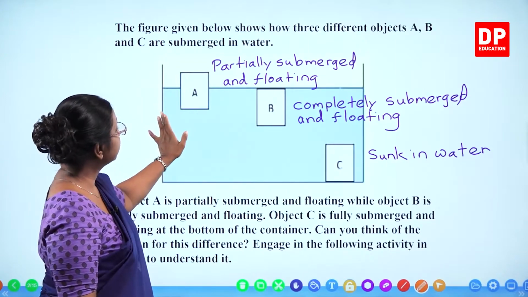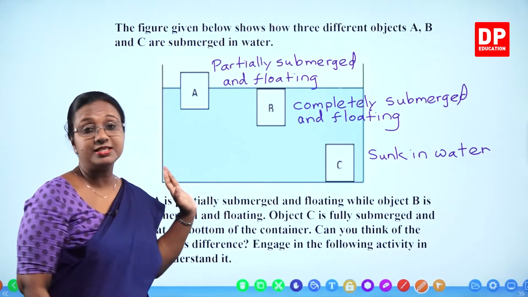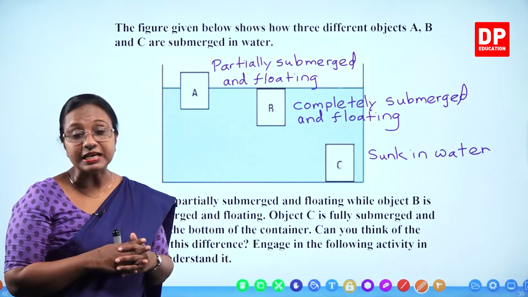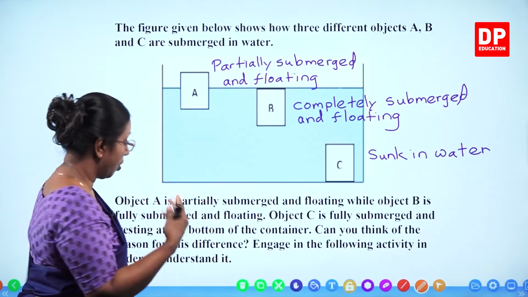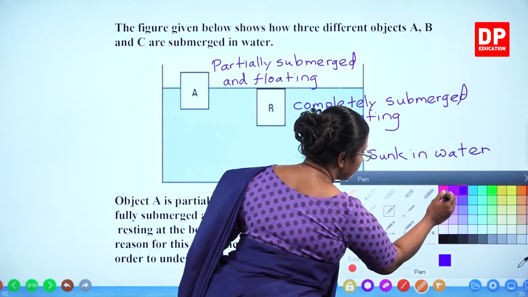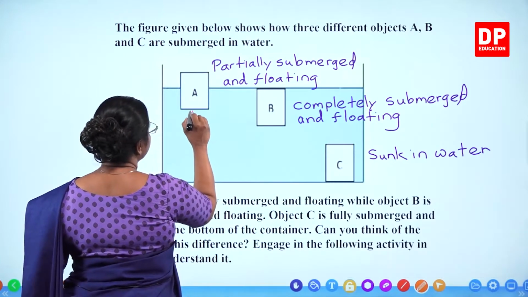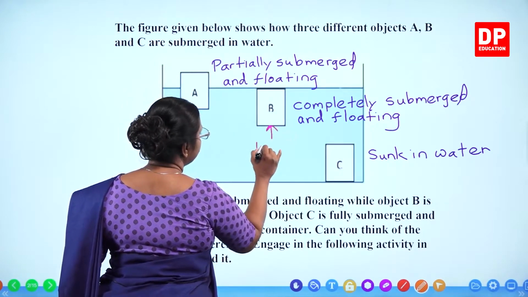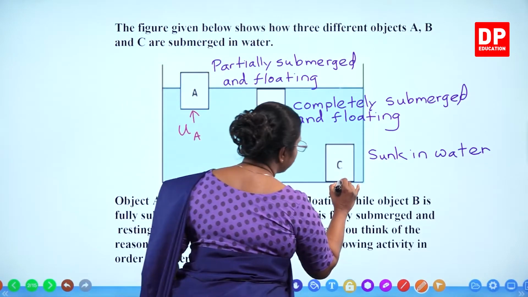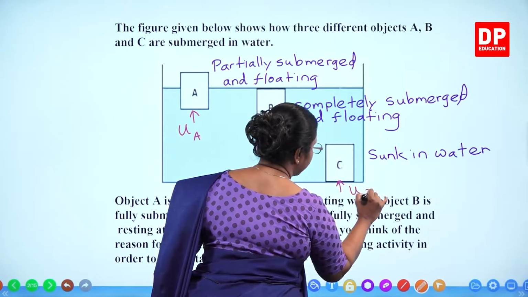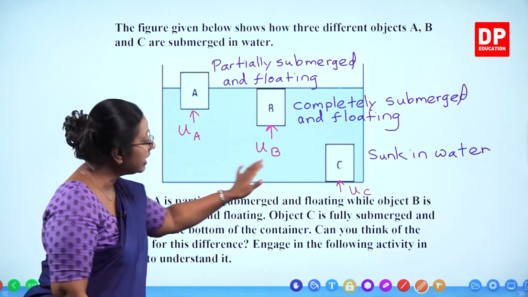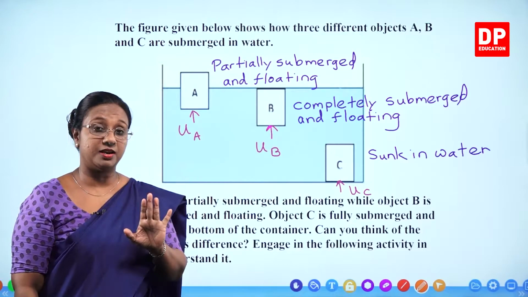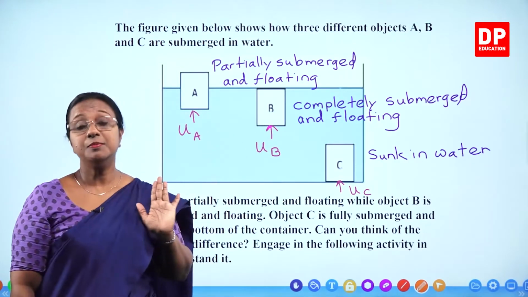So A and B, you can see one is partially submerged, the other one is completely submerged. In all three instances, there will be an upthrust exerted by the water. I'll put it as UA. Here the upthrust will be UB. Here also there will be an upthrust, UC. But the way the upthrust is exerted by the water on each of these objects is different. That is why they are in different positions.